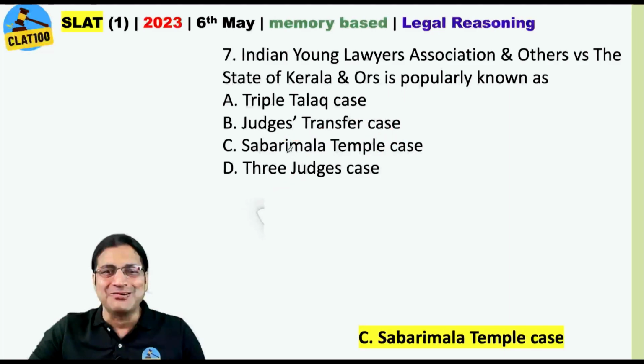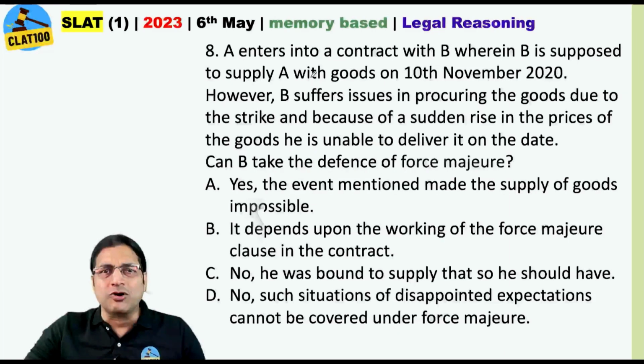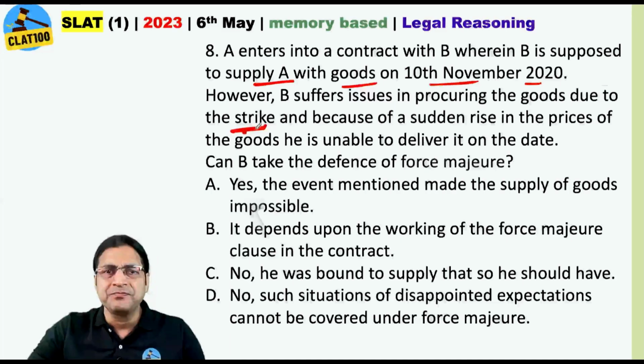Alright. Okay. A enters into a contract with B wherein B is supposed to supply A with goods on 10th November 2020. However, B suffers issues in procuring the goods due to the strike, and because of a sudden rise in the price of the goods, he is unable to deliver it on the date. Can B take the defense of force majeure?